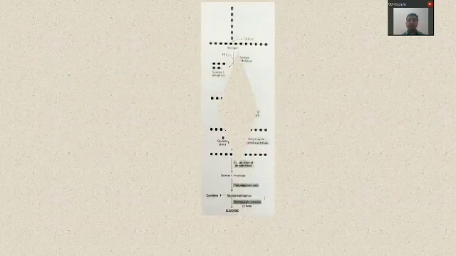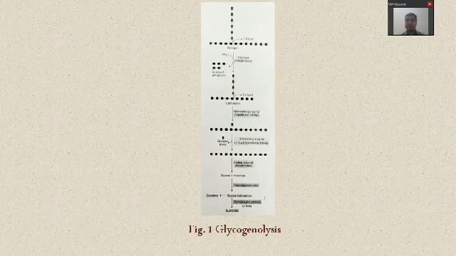to form energy. This is the flowchart of glycogenolysis. I have taken this from an authentic book, Essentials of Biochemistry by Satyanarayan and Chakrapani. So this diagram is sufficient for you.